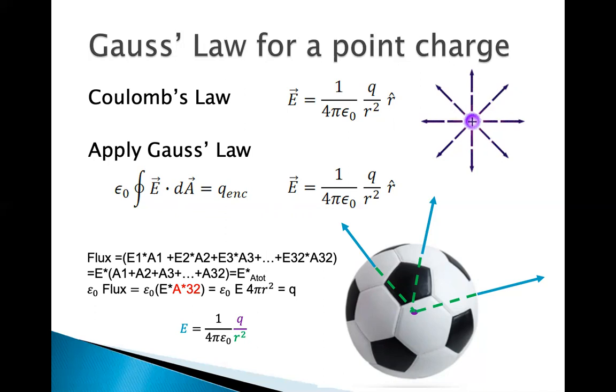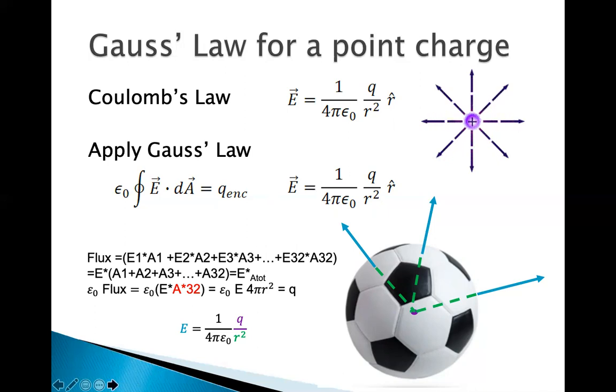So the dot multiplication between electric field E and the area A equals the magnitude of E times the magnitude of A, because the cosine of 0 degrees is 1. If we add up all these small patches, we end up having the electric field value multiplied by the surface area, which is 4 pi r squared. Rearrange the equation, and it gives us the exact same equation as in Coulomb's law.